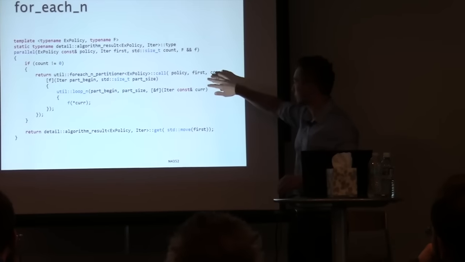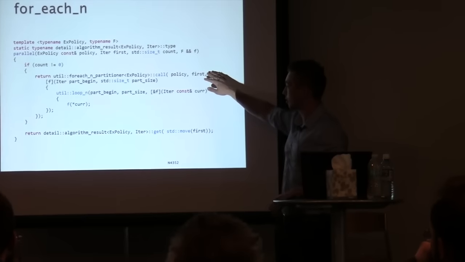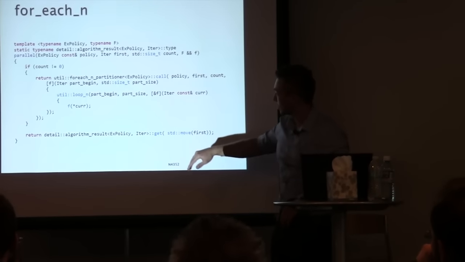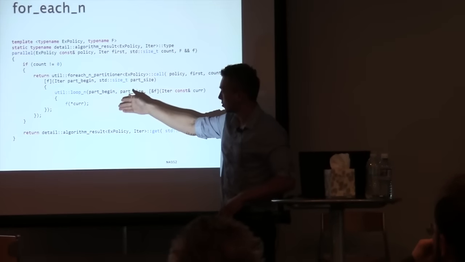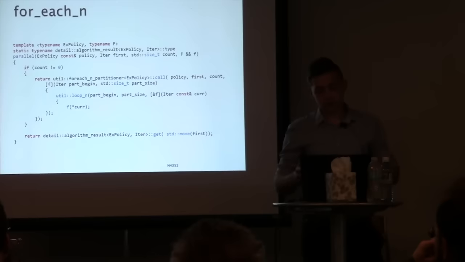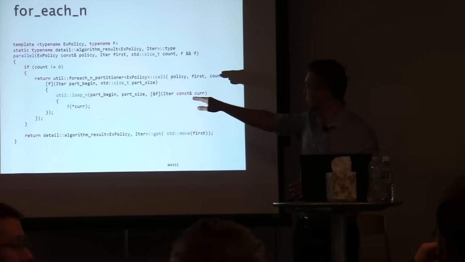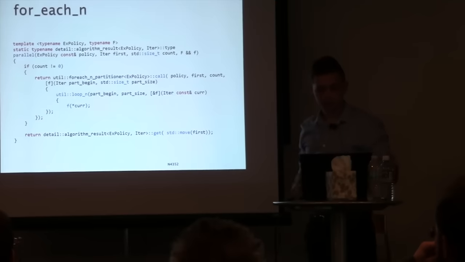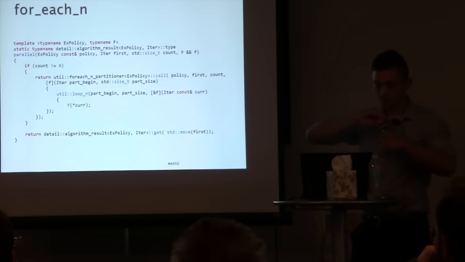So right here is where we're actually calling the partitioner. We're forwarding any of our arguments we need, as well as our f, and this lambda function right here is what will be executed on each subset. So inside each subset, we're looping through, and we're applying the function f to that subset. Simple.